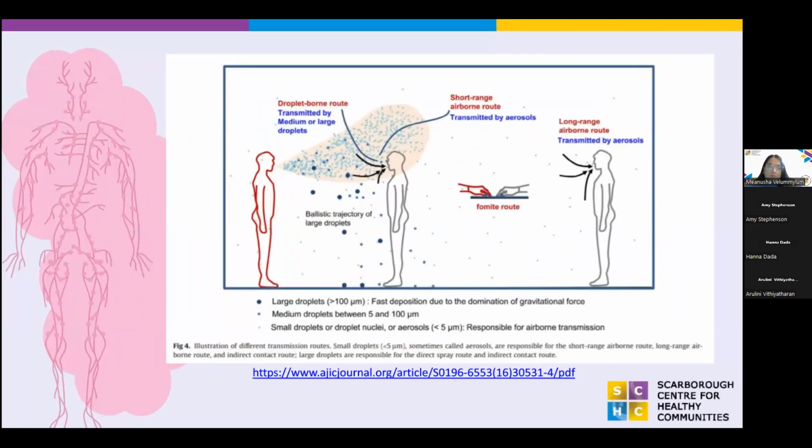So in this image, you can see the droplet-borne route, which is over here, and the airborne route. With the droplet-borne route, it is still transmitted by droplets that you can breathe in, and they're usually medium or large droplets, but you can see the distance between the two individuals is shorter. And then with the airborne route, it's transmitted in the air, but the distance is larger, and the droplets are also a lot smaller.